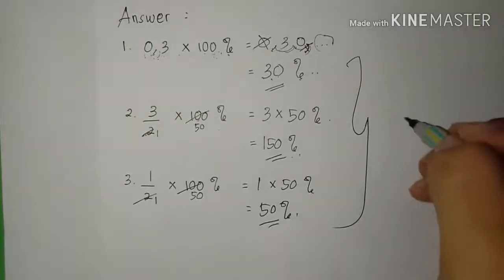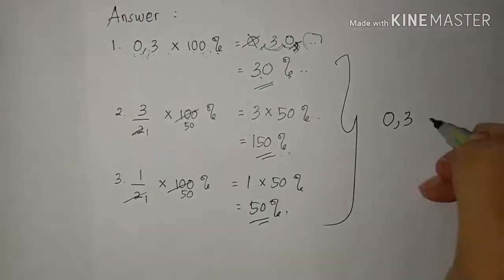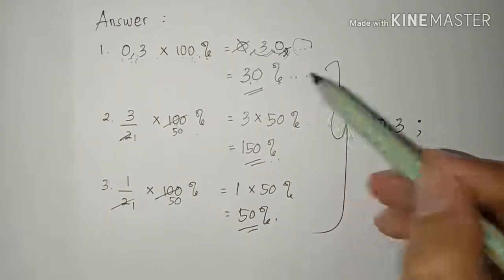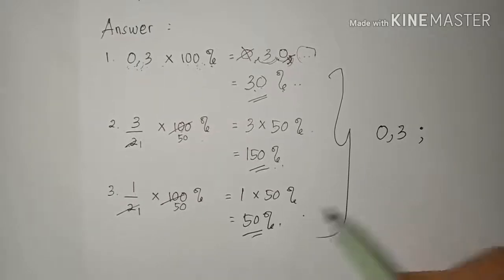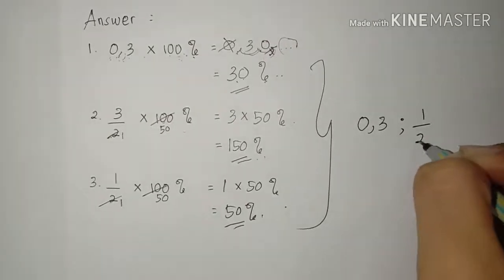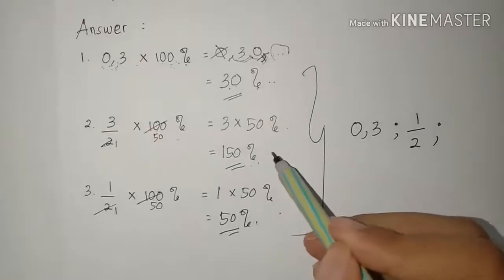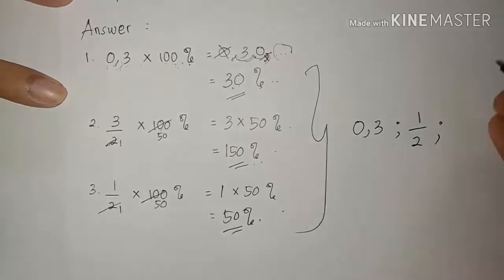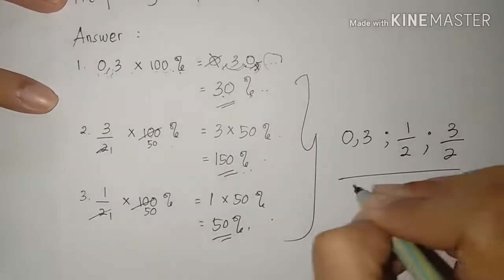So we can write 0.3, and then after 30% is 50%, the third pattern. So we can write 1 of 2, and then the last is 150%, the second pattern, which is 3 of 2. Okay, this is the result.